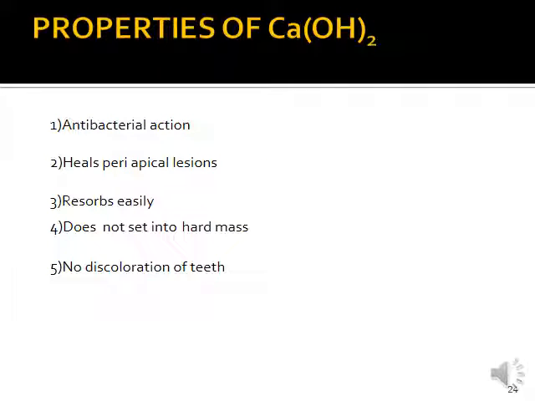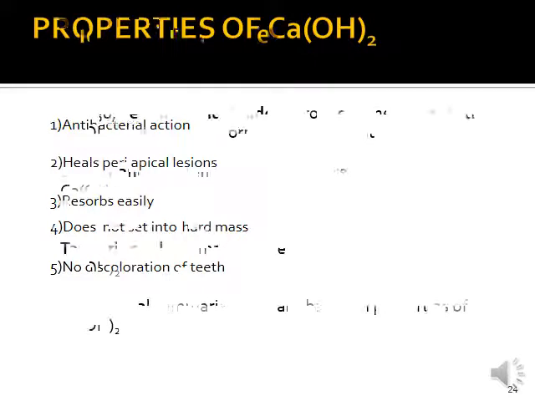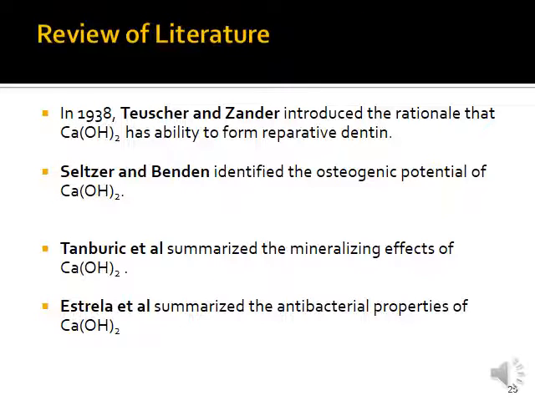Properties of calcium hydroxide: it is antibacterial, heals periapical lesions, resorbs easily, does not set into a hard mass, and causes no discoloration of teeth. In 1938, Tischer and Zander introduced the rationale that calcium hydroxide has the ability to form reparative dentin. Seltzer and Bender identified the osteogenic potential of calcium hydroxide. Tronstad et al. summarized the mineralizing effect, and Estrela et al. summarized the antibacterial property of calcium hydroxide.